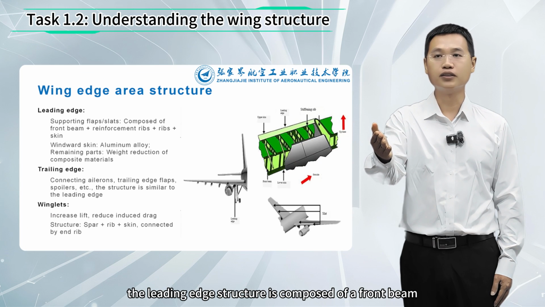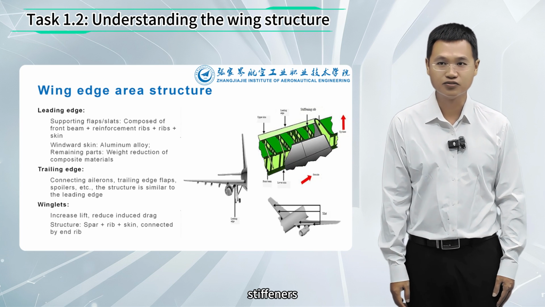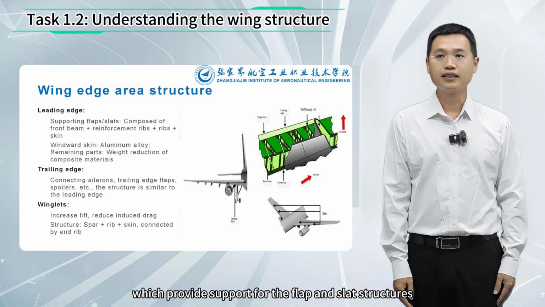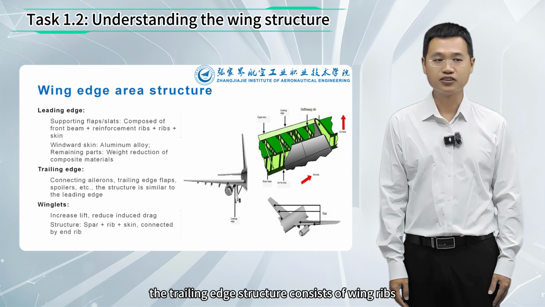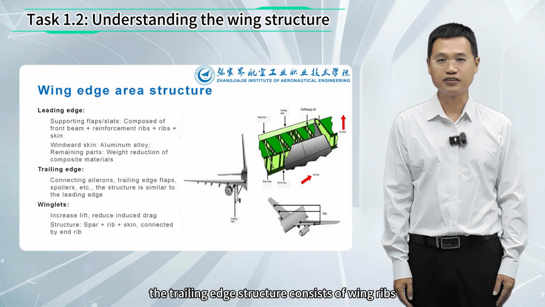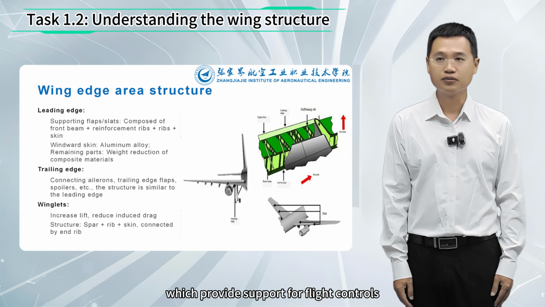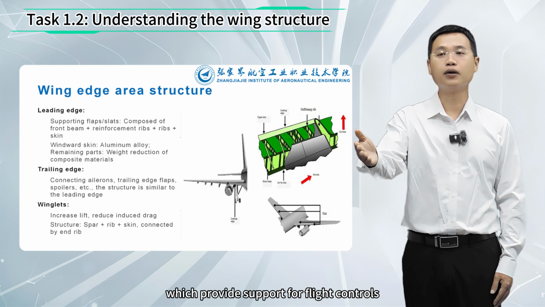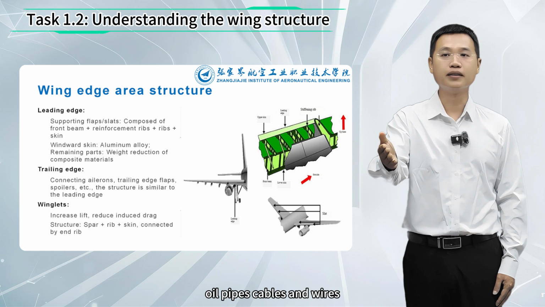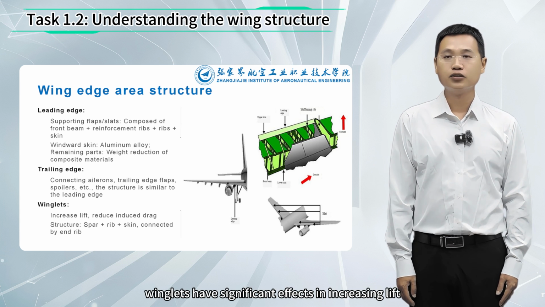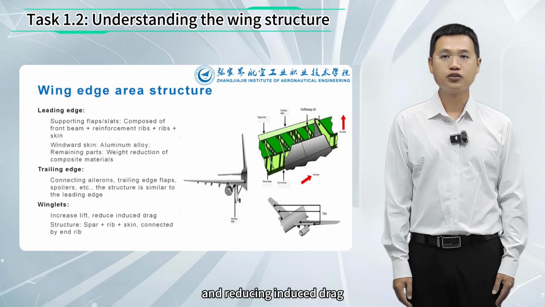The leading edge structure is composed of a front beam, the thinnest ribs, and upper and lower skins, which provide support for the flap and slat structures. The trailing edge structure consists of wing ribs, the thinnest rear beams, and upper and lower skins, which provide support for flight controls, aircraft system equipment, oil pipes, cables, and wires. Winglets have significant effects in increasing lift and reducing induced drag.